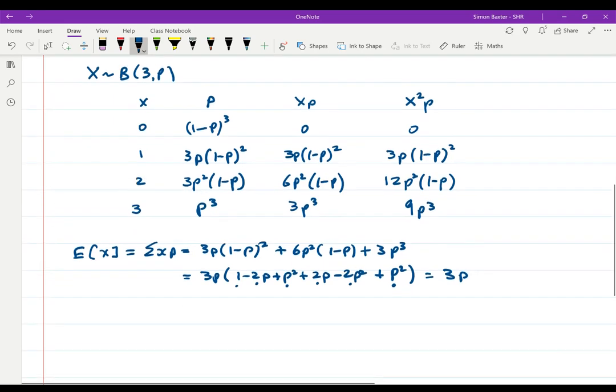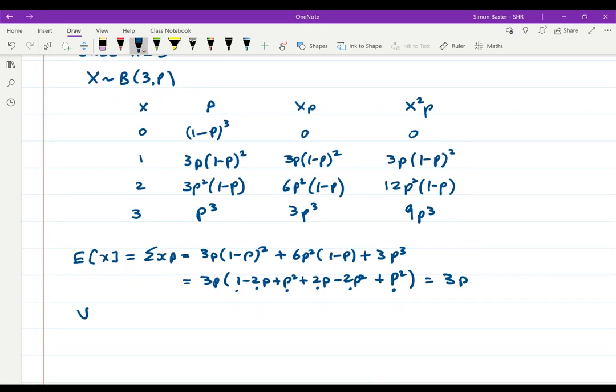Let's look at what happens if we want the variance of X. The variance of X, you should remember, is the expected value of X squared minus the expected value of X, all squared. Well, the expected value of X squared is just sigma x squared P minus the expected value of X. Let's put some decent brackets on it.